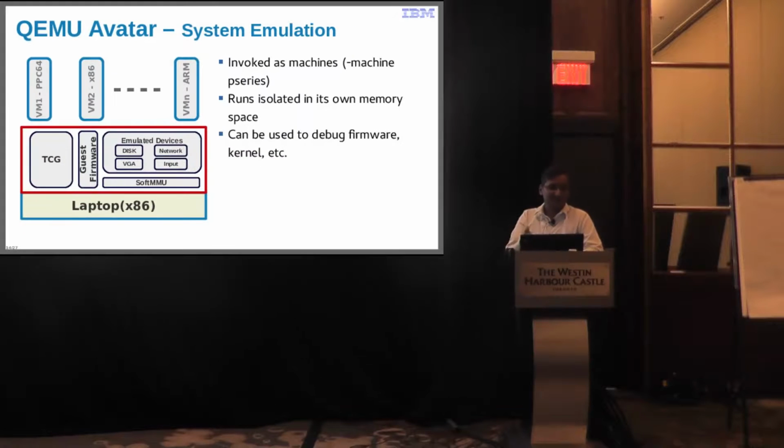System emulation, I think everyone knows, but let's go through it. The same TCG engine, combined with the emulated devices and the soft MMU, along with the guest firmware, gives us what is basically the QEMU avatar called system emulation, where I can provide whatever kind of machine that I have. It can run various different VMs in its own isolated memory, and I can use that in TCG mode to debug my firmware. I can debug the kernel.